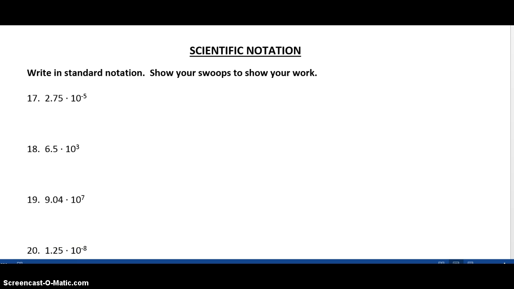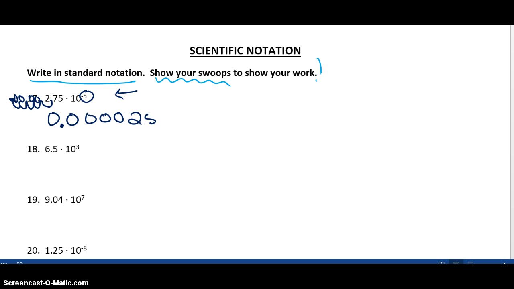Okay, next section, moving right along. We get to scientific notation. Now we want to write each one of these in standard notation. We need to show our swoops to show work. A lot of you guys always ask me, how do I show work on this? Well, we show our swoops, and that's how I know you guys know what to do on this. So our negative exponent means we are swooping our decimal to the left, making our number smaller, and we are swooping that 5 times. One, twice, 3, 4, 5. We fill in all of these blanks with zeros. So our final answer should be 0.0000275.